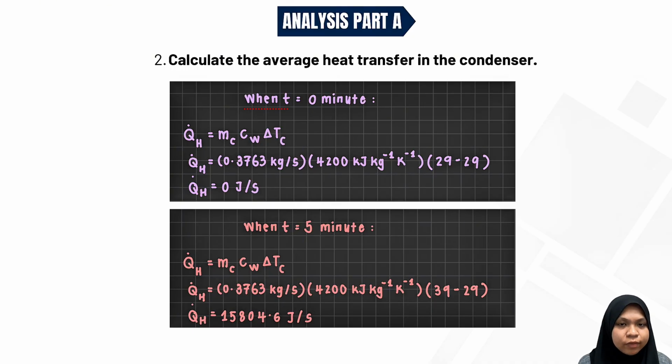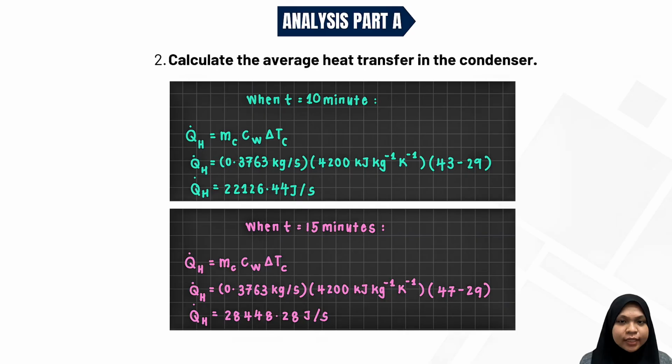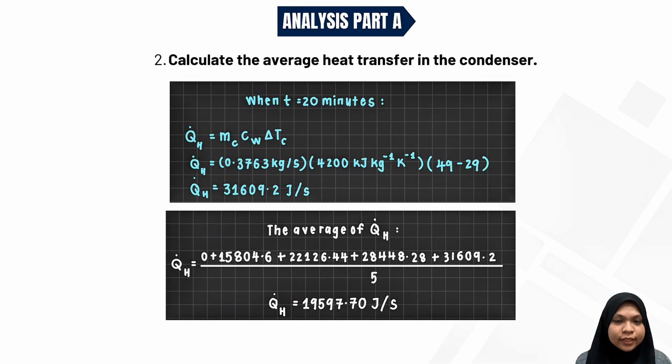When t equal to 5 minutes, we get QH equal to 15,804.6 joule per second. When t equal to 10 minutes, we get QH equal to 22,126.44 joule per second. And when t equal to 15 minutes, we get QH equal to 28,448.28 joule per second. When t equal to 20 minutes, we get QH equal to 31,609.2 joule per second.